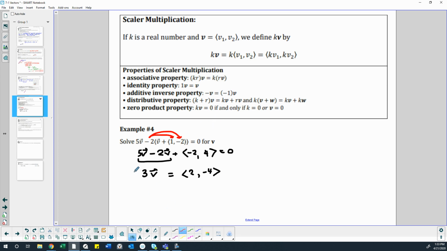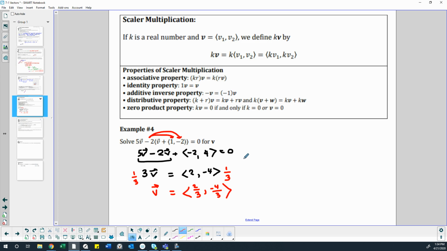Exactly. Good. So multiply both sides by 1/3. And that tells us that vector v is 2/3, comma, negative 4/3. And we're done. We found vector v component form. Yay.